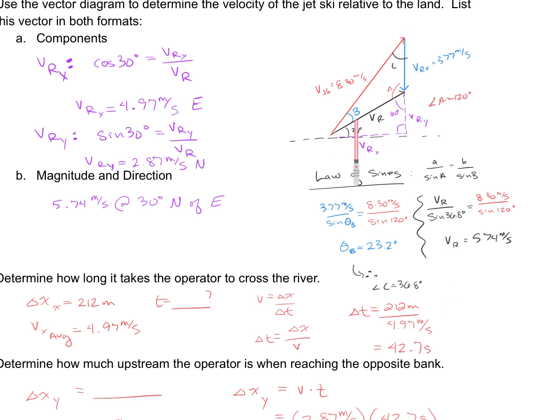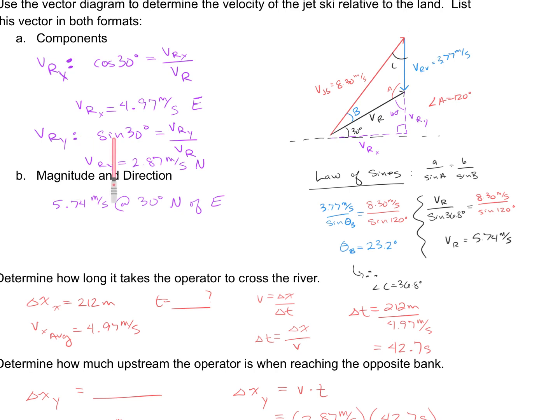Now, if this is 5.74 and this is 30 degrees, you can determine the two components. The x component of the resultant vector would be the cosine of angle 30. Is this the x component divided by the resultant vector? So I did this math, I substituted the resultant vector, and the x component of the resultant vector is 4.97 meters per second to the east.